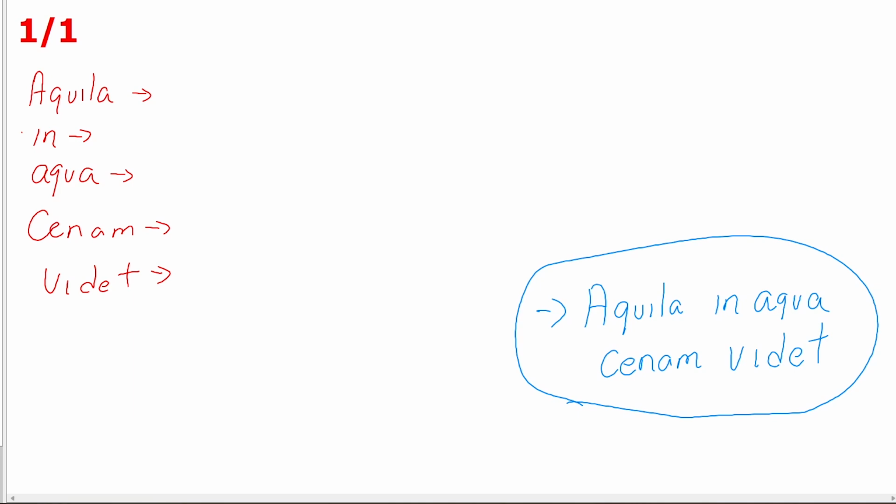So, what does Aquila mean? Eagle. Aquila is eagle. In would be a preposition. Aqua is water. Then, cenam. And videt, which conjugation first and foremost? Second, videre, and it is singular, which person? Third person. So now let us take a look at the case.